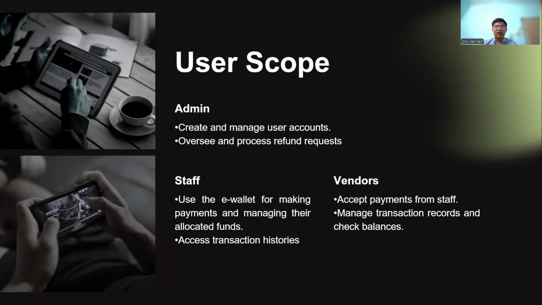And then the staff uses the e-wallet for making payments and managing their allocated funds. The staff can scan the vendor QR code, make the transaction and pay. They can also see the transaction history, like what they paid and what they bought. The vendor can accept payment from the staff by showing their QR code to let the staff scan and pay. They can also manage the transaction records and check the balance they have earned.